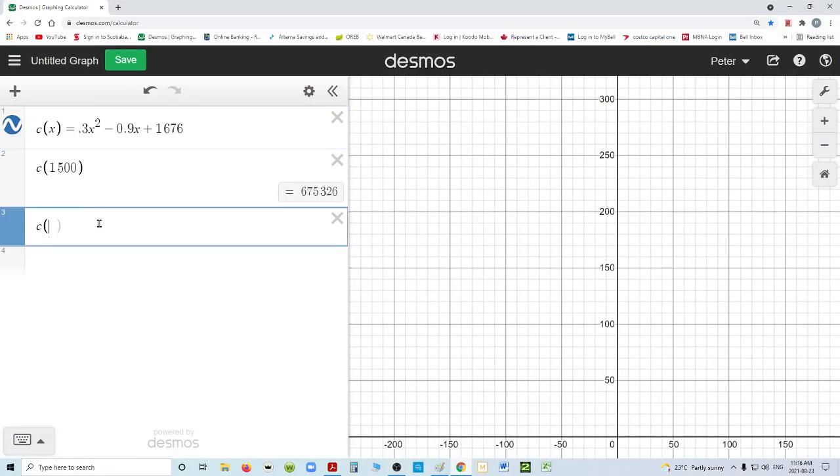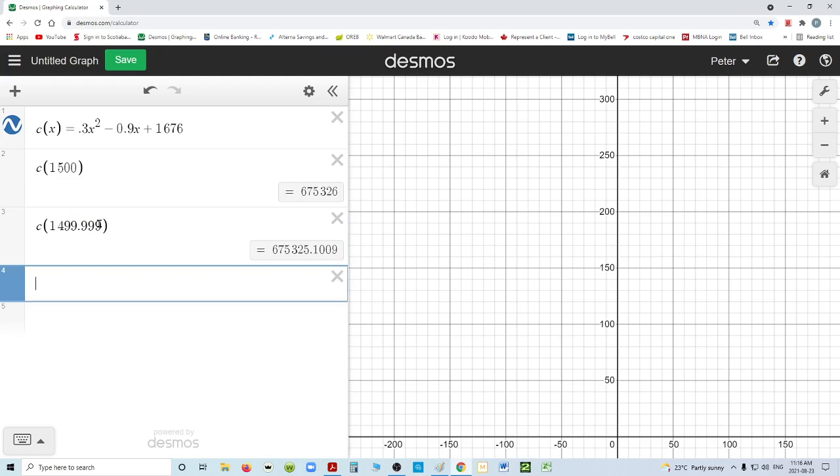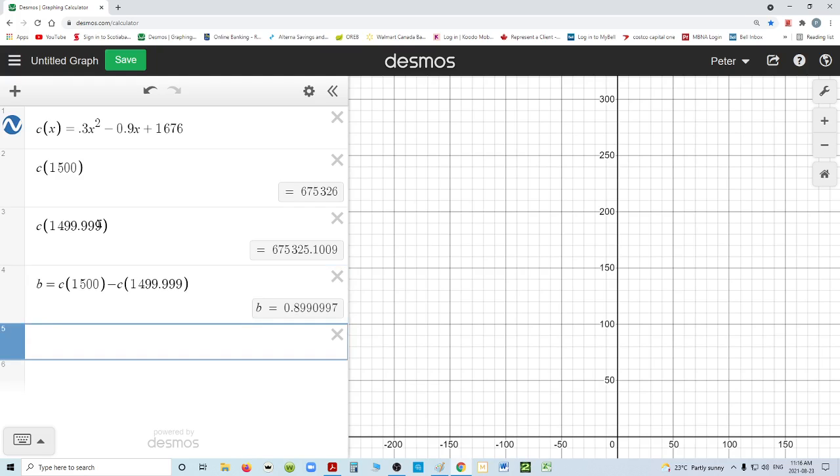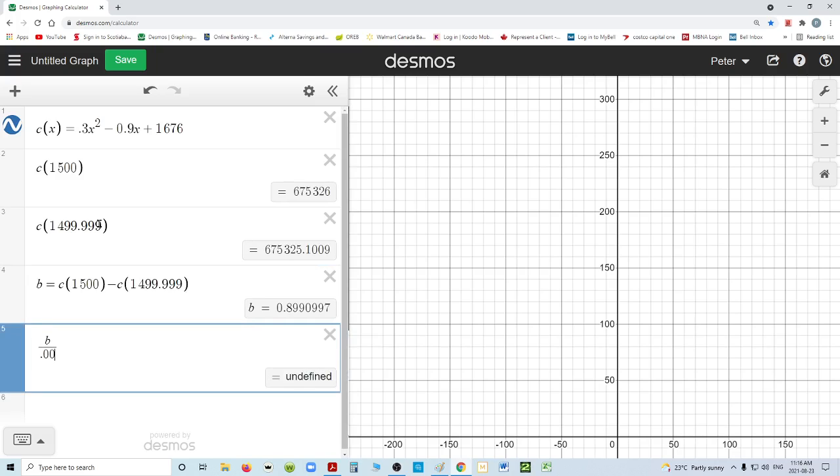And now I'm going to take my C of 1499.999. And then I'm going to subtract them. So I'll call it B is equal to C of 1500 minus C of 1499.999. And I'm going to do that. And I'm going to take my B and divide it by my h. So I did get the right answer.